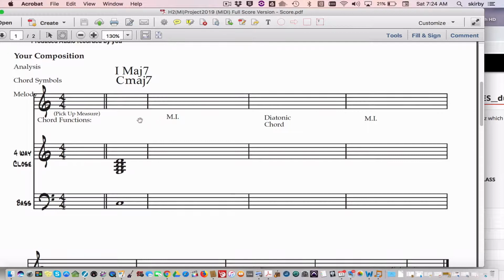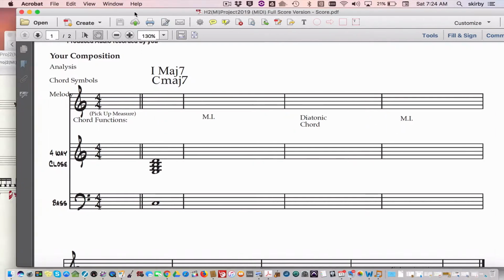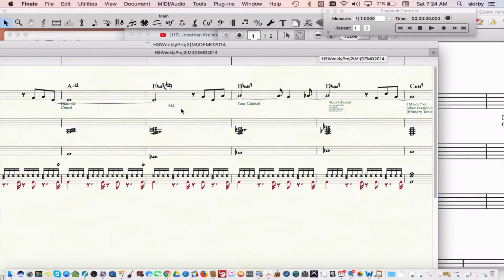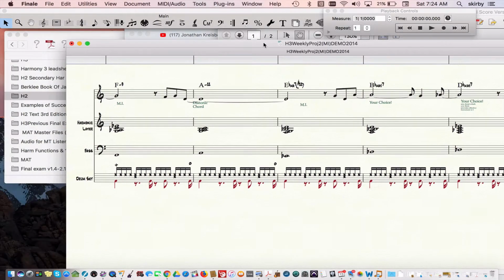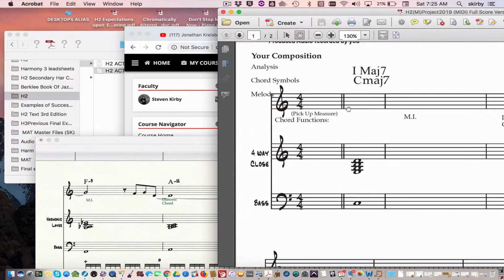Another part of the requirements is that you have to analyze the melody. You have to write in what each note is against the chord of the moment. For example, right here, I would write 9 against that chord, then I would write 1 because it's the root, 9, and then this note, because it's an anticipation, would go with that chord, and it would be 11. So you go through and you analyze the melody.